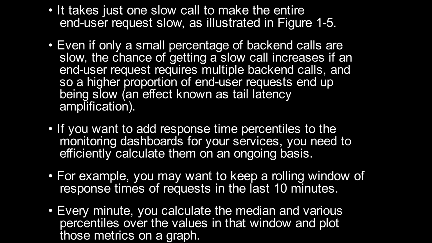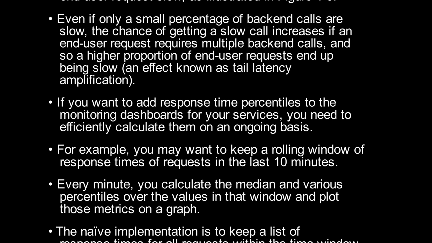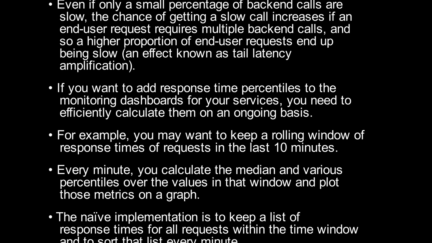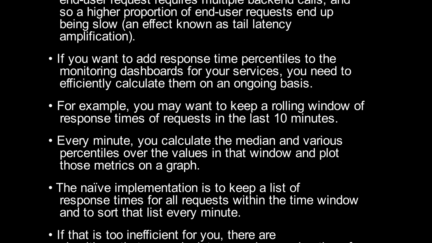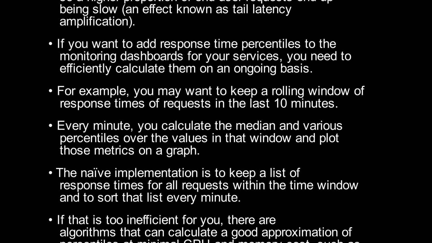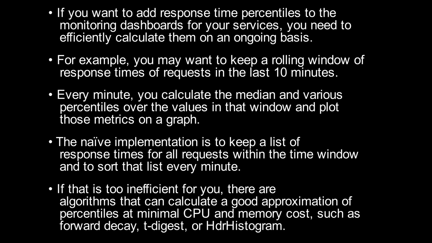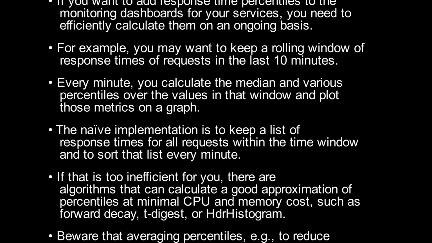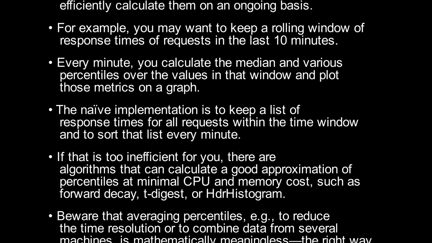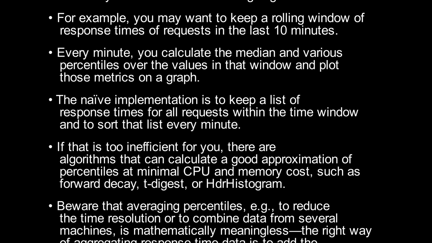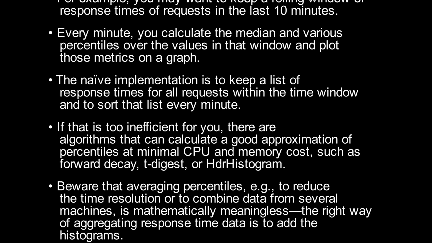For example, you may want to keep a rolling window of response times of requests in the last 10 minutes. Every minute, you calculate the median and various percentiles over the values in that window and plot those metrics on a graph. The naive implementation is to keep a list of response times for all requests within the time window and to sort that list every minute. If that is too inefficient for you, there are algorithms that can calculate a good approximation of percentiles at minimal CPU and memory cost, such as forward decay, T-digest, or HDR histogram.